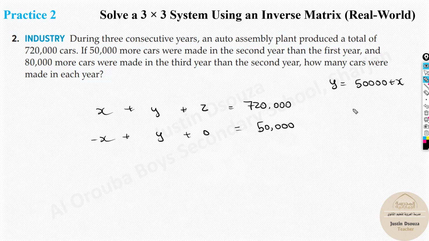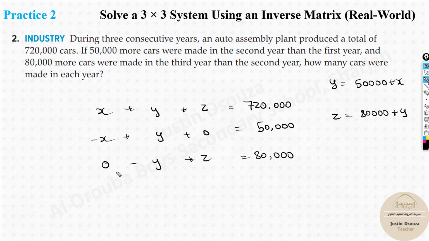And what about the last equation? And 80,000 more cars were made in the third year z than second year. So third year it was 80,000 plus second year. So this will be 0 x because nothing in the x. It'll be minus y because we'll take the y to the other side, or else you have to take the z to the other side and this 80,000 to the other side. Just two signs will be negative. Over here it's just one sign, negative. Minus y plus z is equal to 80,000. That's all the equations we have.